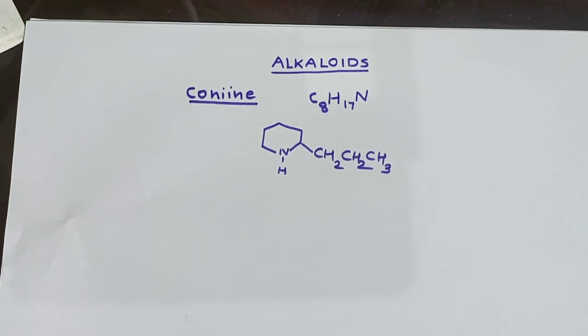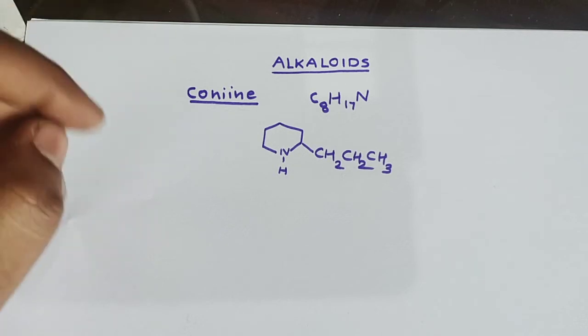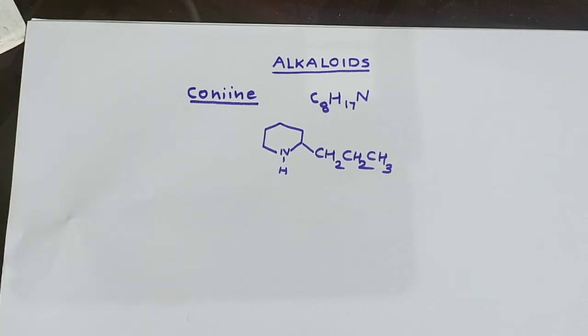How it is generally isolated is what we are going to discuss now. Choline is isolated from the powdered hemlock seeds by distilling with caustic soda solution. Caustic soda is NaOH. The distillate contains choline, which is extracted with ether. The ether is then evaporated, when the alkaloid is left behind as an oily residue.